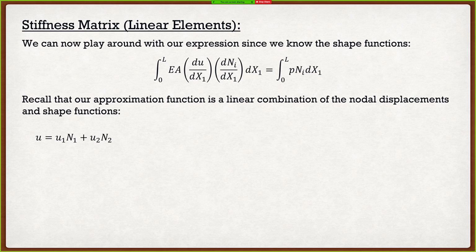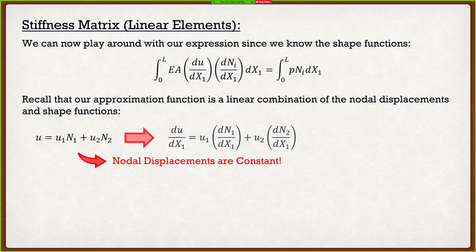Another thing we can say is that u1 and u2, as I mentioned, are just displacements at a point. Those are constants, they're not changing. Therefore, if I take the derivative du with respect to dx1, it's going to be equal to the following. Because u1 and u2 are just constants, not functions of anything, when we take the derivative they just remain constants. However, n1 and n2 are the two shape functions, and those are a function of x.